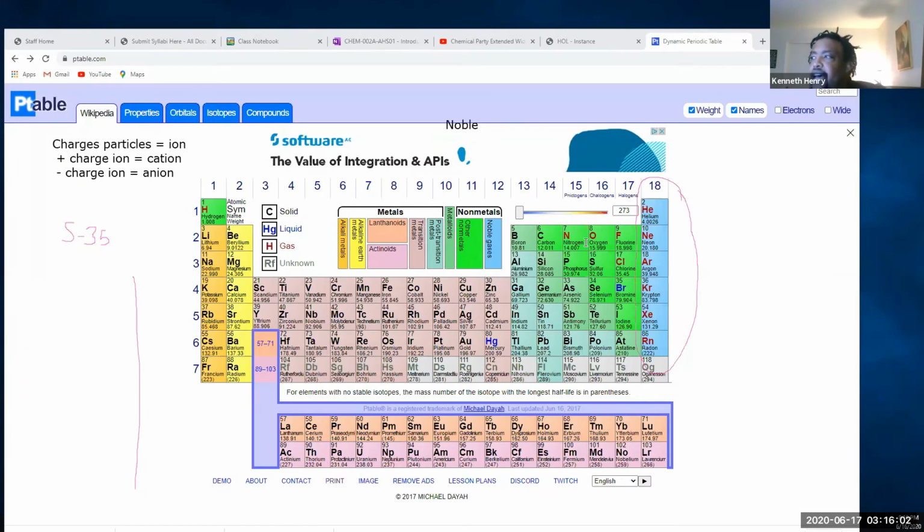So how far is oxygen from being a noble gas? How far away? It's 2 away, right? So if it gains 2 electrons, 1, 2, it'll be just like neon, right? It also has the option of going the other way. It could go 1, 2, 3, 4, 5, 6, 6 the other way, right? So if it loses 6 electrons, it'll be like helium. If it gains 2 electrons, it's going to be like neon.